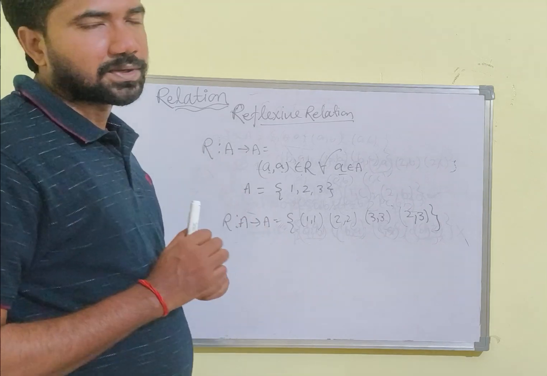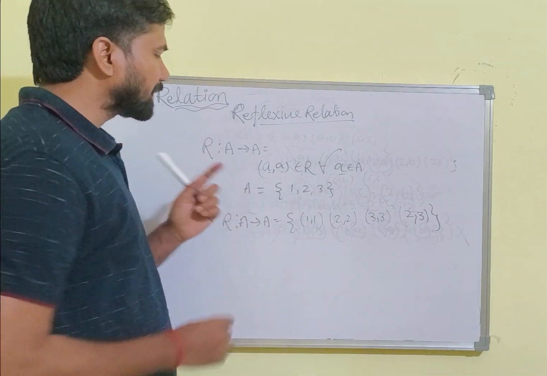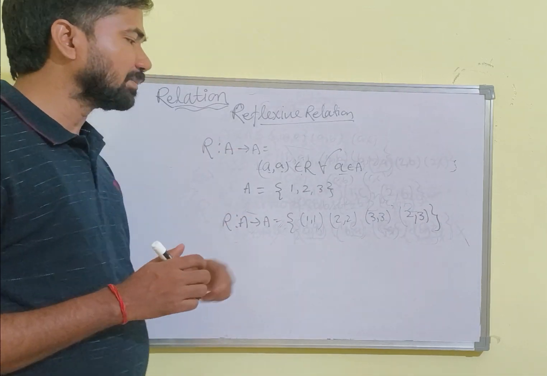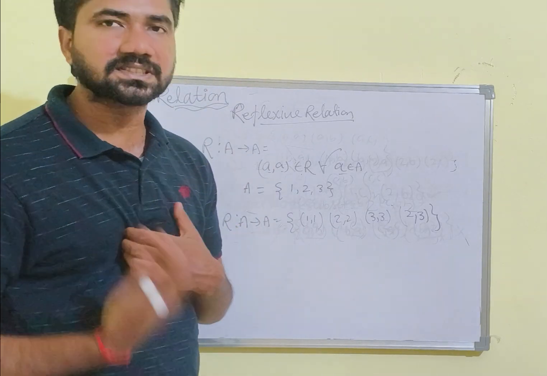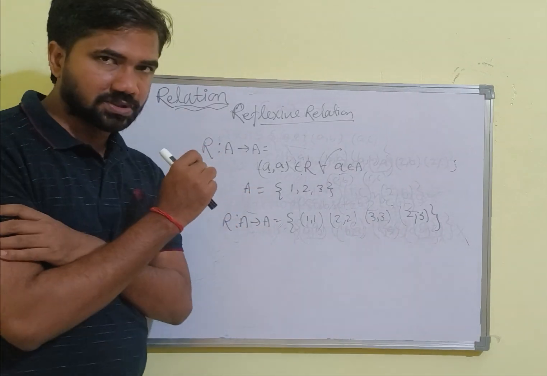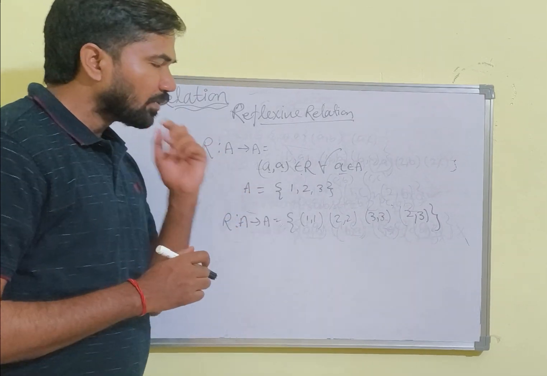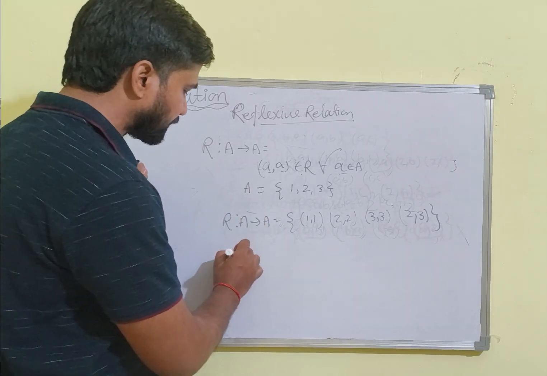Next, one more topic, one more problem they ask. How many reflexive relations are possible? If A has n elements, like here A has 3 elements, A can have 4 elements, 5 elements, 6 elements or n elements, then how many reflexive relations are possible? So let's see. One more thing before reflexive relation, we can see one more relation, the identity relation.